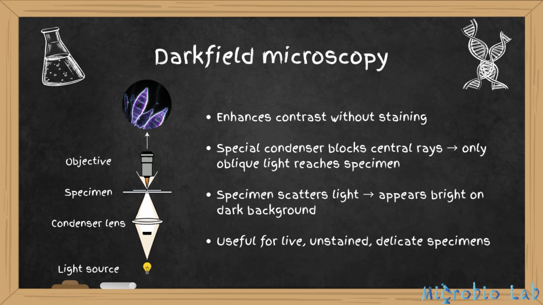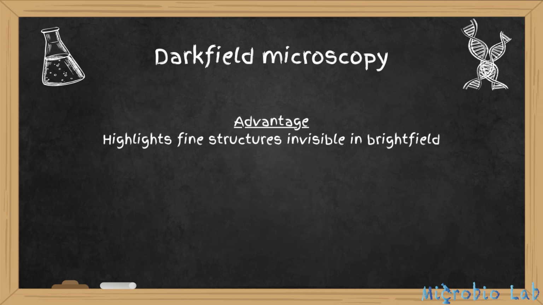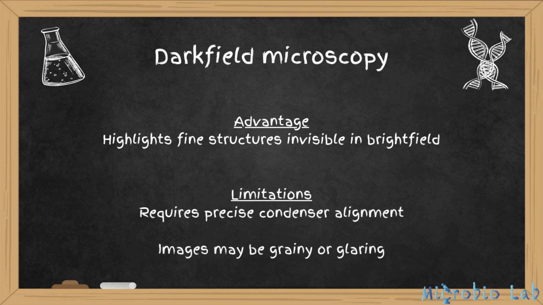This method is particularly useful for observing live, unstained, and delicate specimens, such as spirochetes, thin flagella, or very small plankton. Its main advantage is that it highlights fine structures that might remain invisible in bright field. However, the technique requires precise alignment of the condenser, and images can sometimes appear grainy or suffer from glare.